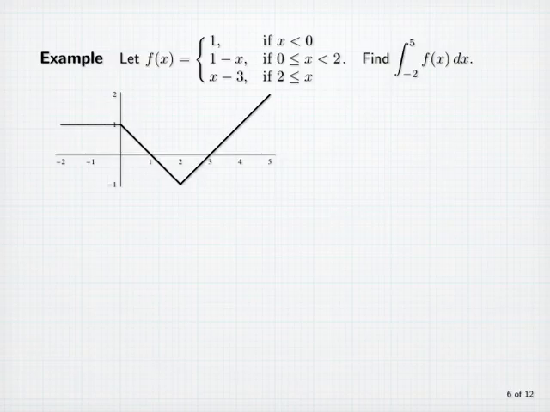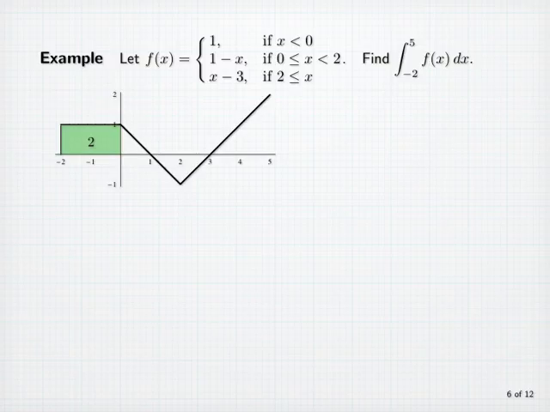The integral of this function from minus 2 to 5 will be the signed area of the region bounded by the graph and the x-axis between minus 2 and 5. The part of that region between minus 2 and 0 is simply a rectangle with width 2 and height 1. Since that's above the x-axis, that will contribute a positive 2 to the integral.